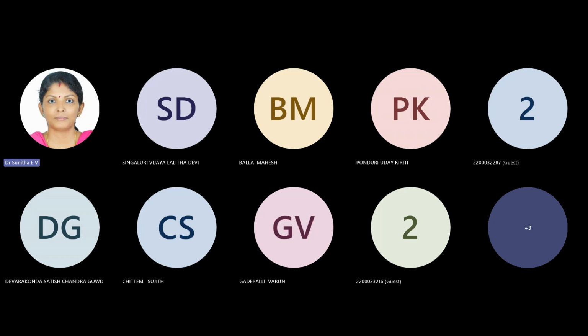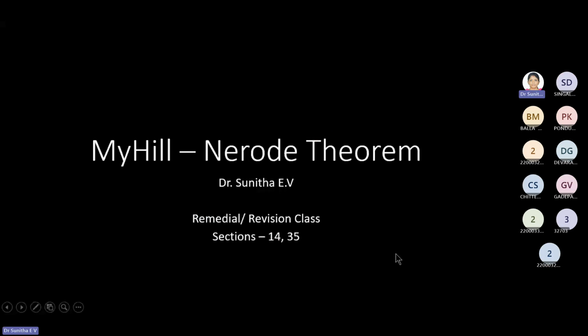We have to complete one more topic, the MyHill Nerode theorem also I will complete today. And the remaining we can take in the next class. Okay, so MyHill Nerode theorem, this is for minimizing the DFA. We can minimize the DFA. Minimize means we can reduce the number of states in the given DFA using this theorem.